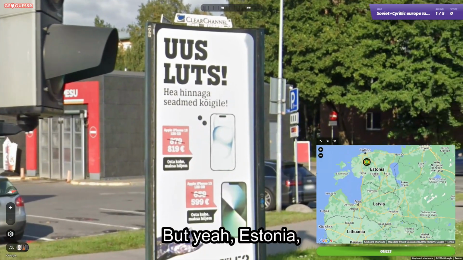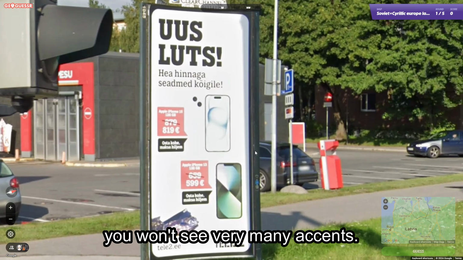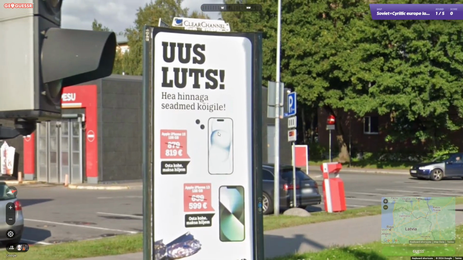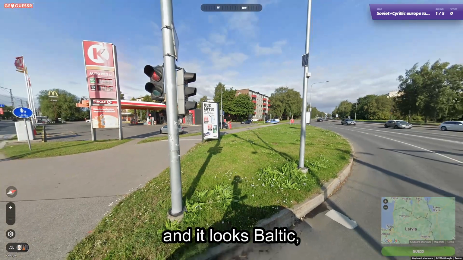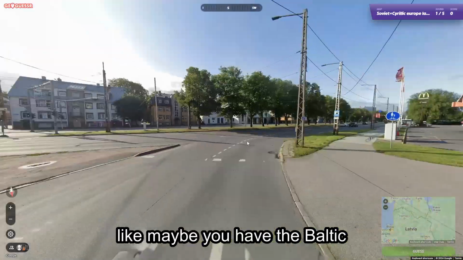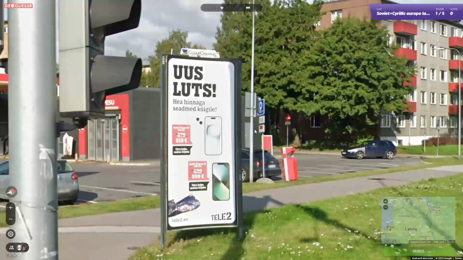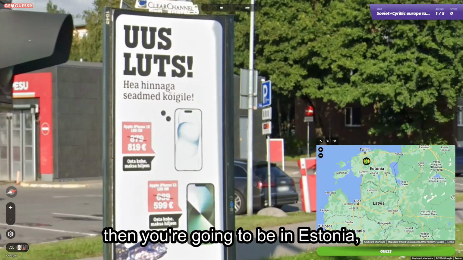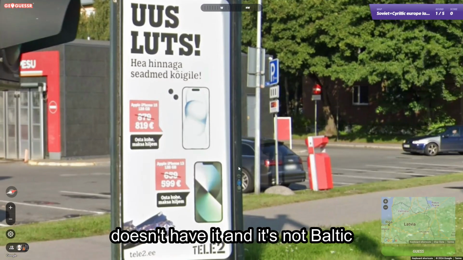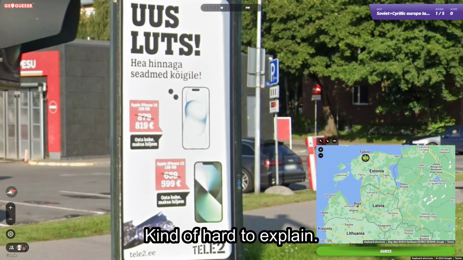But yeah, in Estonia, you won't see very many accents. You won't see anything that's not on an O, A, or a U. So if you see something like a G, and it looks Baltic, like maybe you have the Baltic side road things, then you're going to be in Estonia because it doesn't have it. And it's not a Baltic language. Kind of hard to explain.